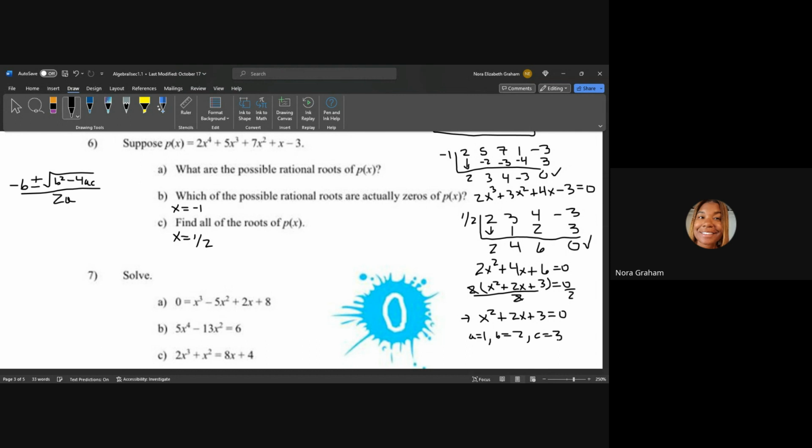Okay. So now we just plug into the formula. So then I'm going to have negative 2 plus or minus the square root of my b squared, 2 squared, minus 4 times 1 times 3. I'm just using substitution.